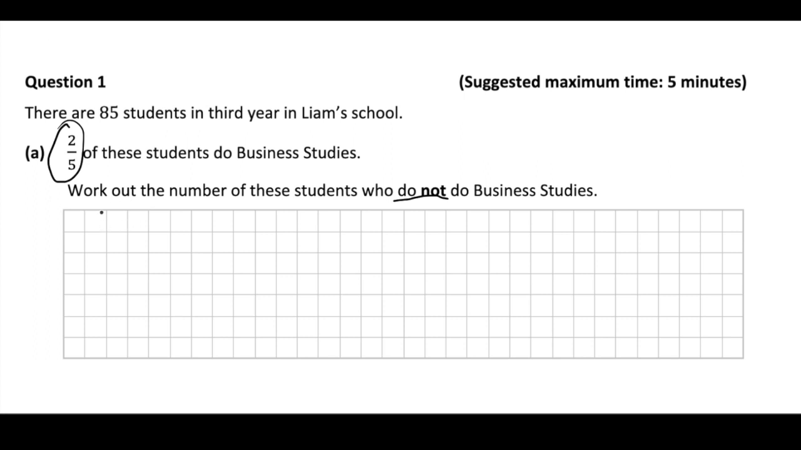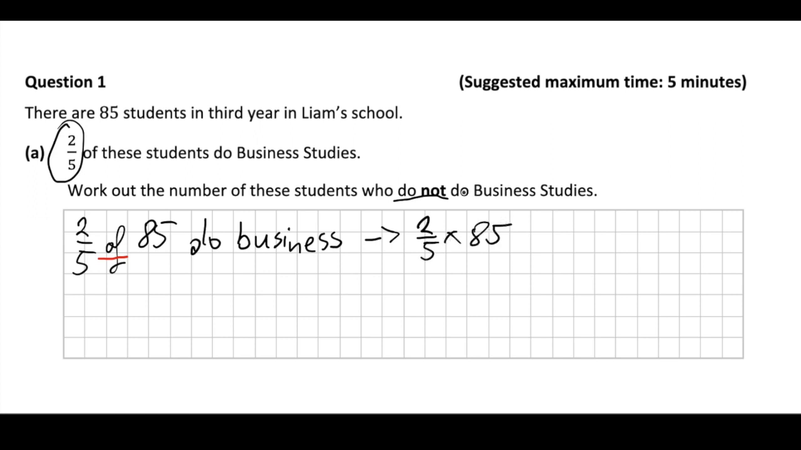So there are two ways that you can do it. Actually, there are numerous ways, but we're going to look at two. So we know that 2/5 of 85 do business. Wherever in solving a problem you see the word "of", it means it's a multiplication problem. So if we rewrite that as a mathematical statement, the number of students that do business is 2/5 times 85. We can put it into our calculator and get the result equal to 34.